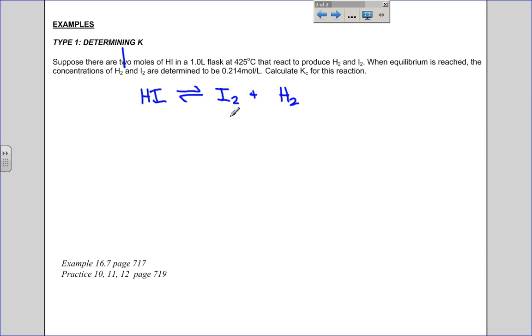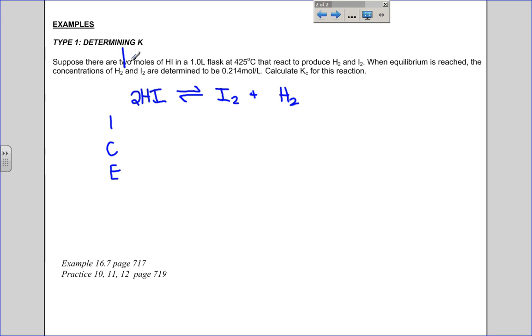Now when you set this up, these become the columns of your ICE chart. And on the left-hand side, we'll write ICE so that we can report our initial, change, and equilibrium concentrations. Now this equation is not balanced, so we need to put a 2 here. So what we've got developed here is a chart where the columns come from the reactants and products, and the rows come from the I, C, and E.